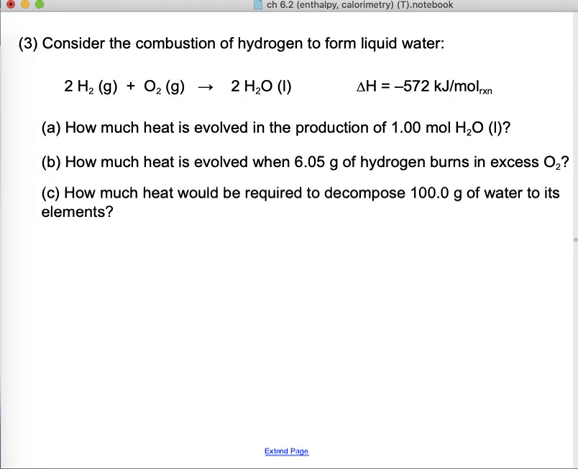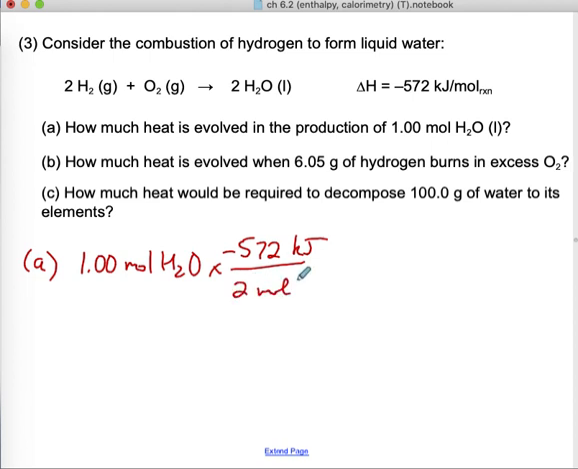Here are some examples of the sorts of problems we can do. Consider the combustion of hydrogen, which we just said. How much heat is involved in the production of 1 mole of liquid water? Well, again, we're going to use that negative 572 kilojoules per mole of reaction as a conversion factor. So I'll just start by writing my 1 mole of water. And now I'm going to multiply that by negative 572 kilojoules. But how many moles of water are produced in the reaction as it's written? 2. So that's per 2 moles of water to give me a heat flow of negative 286 kilojoules.